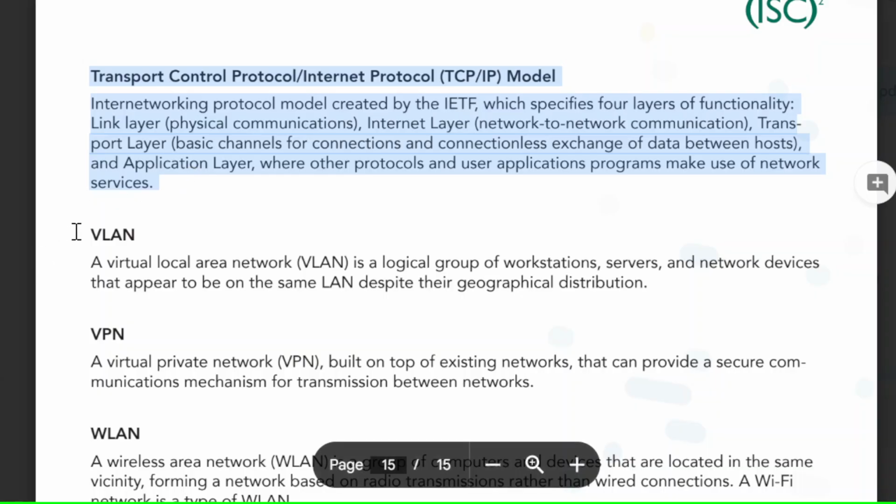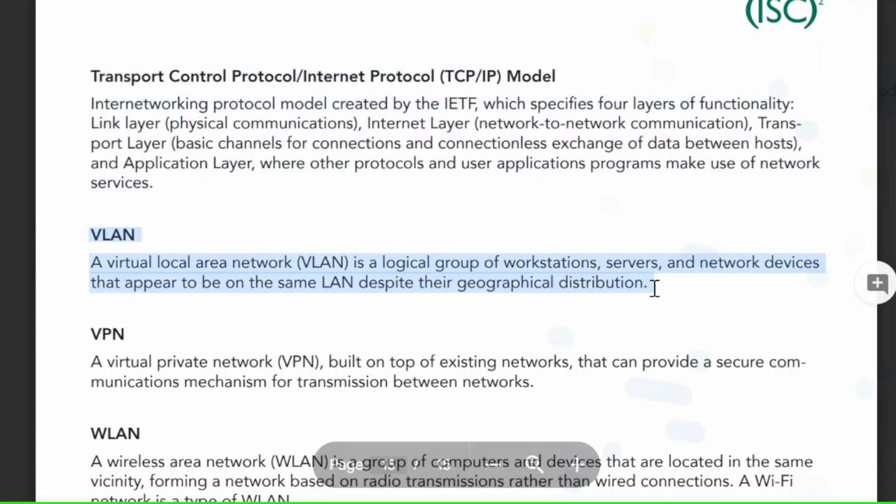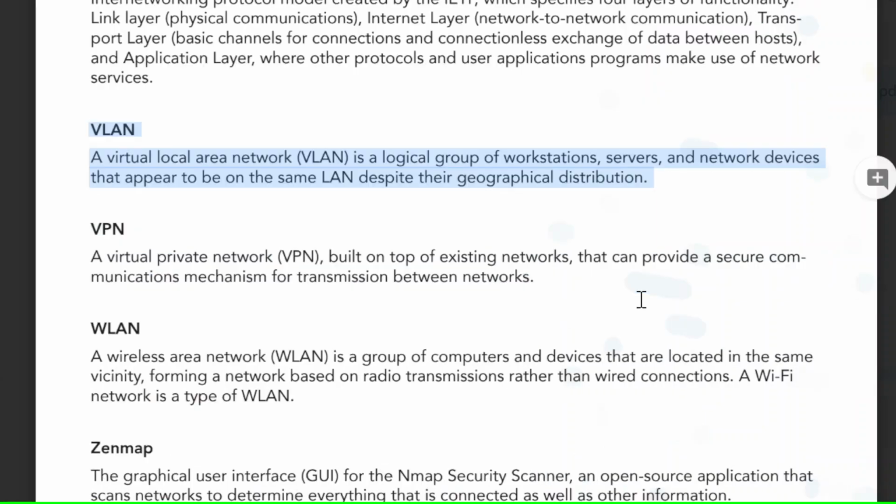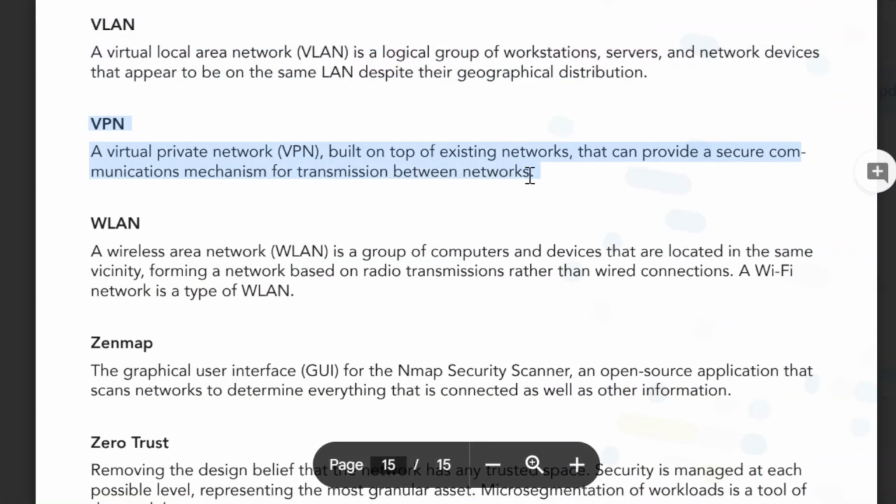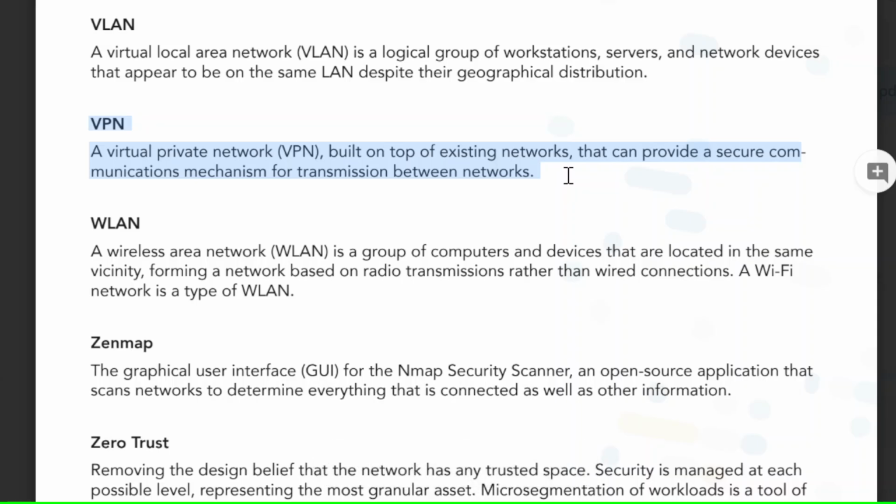Then we have a VLAN, a virtual local area network, which is a logical group of workstations, servers, and network devices that appears on top of a LAN despite their geographical distribution. Then we have a VPN, a virtual private network, which is built on top of existing networks and can provide a secure communication mechanism for transmission between networks.